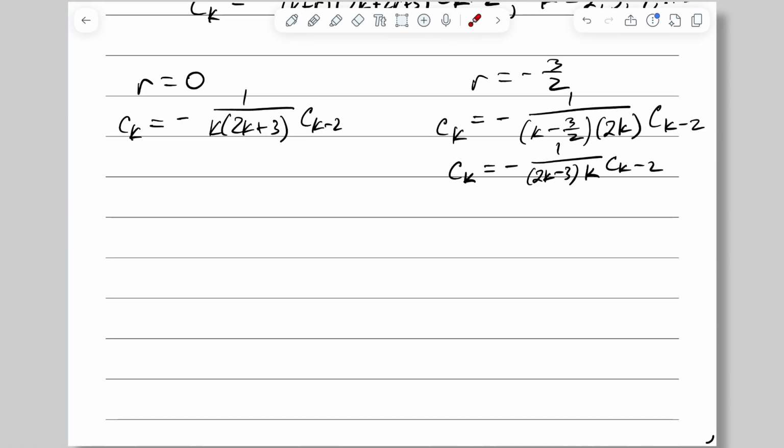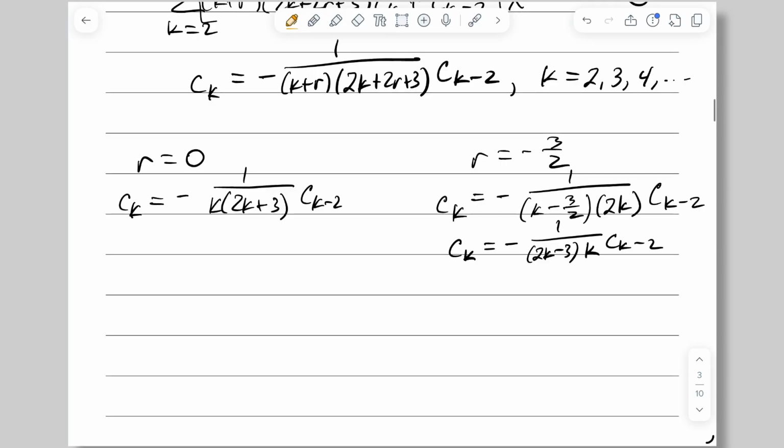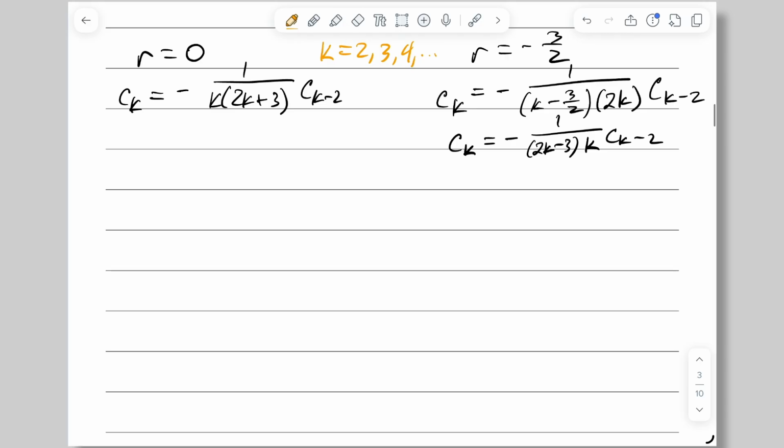Now we're going to use our recurrence relations. I didn't write down here, but I will now, that k starts at 2, goes to 3, 4, etc. And this is going to allow us to generate our constants here, right? So for k equals 2, for the first recurrence relation, we have c sub 2 is equal to negative 1 over 2 times 7 c sub 0.